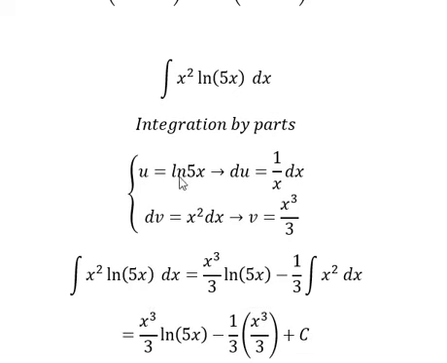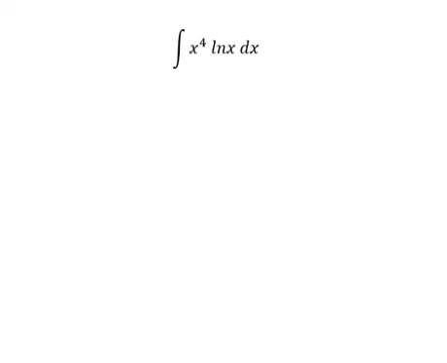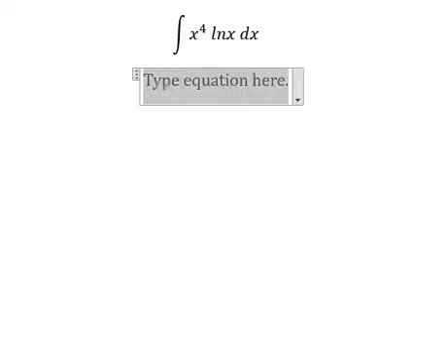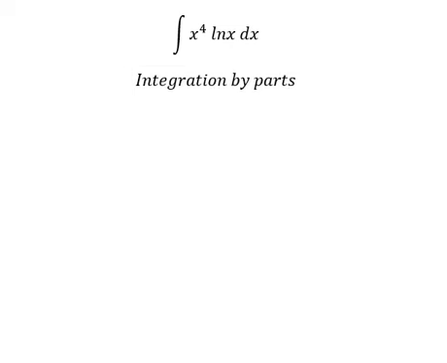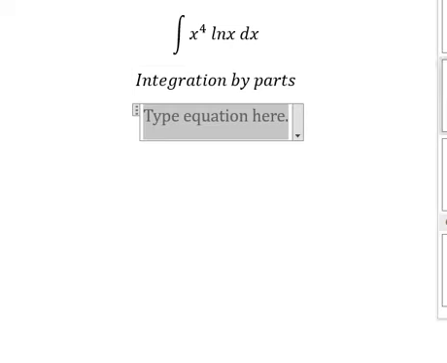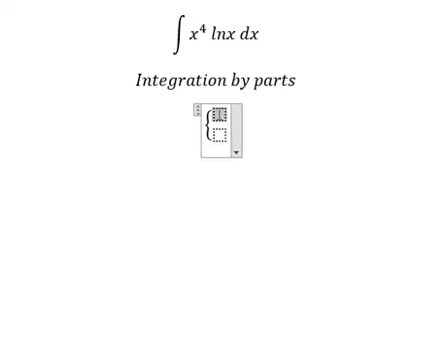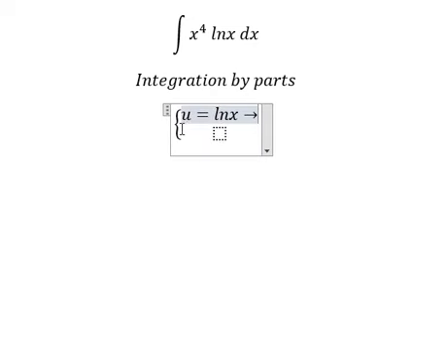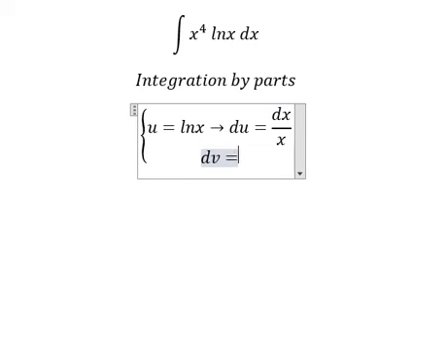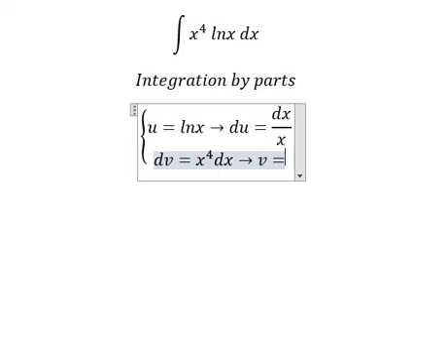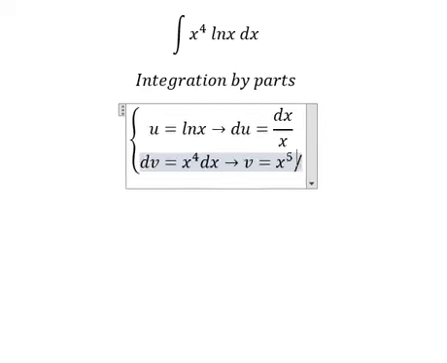Now let's go to the last one. We need to use integration by parts. I will put u equals ln s. Later, we need to first take the derivative of both sides. dv is s to the power of 4 ds. The integral of this one is s to the power of 5 over 5.